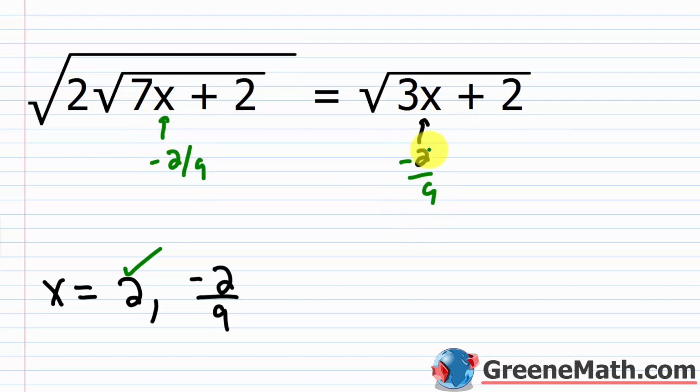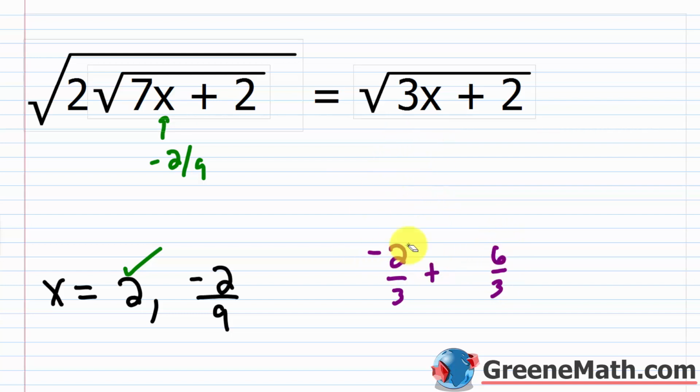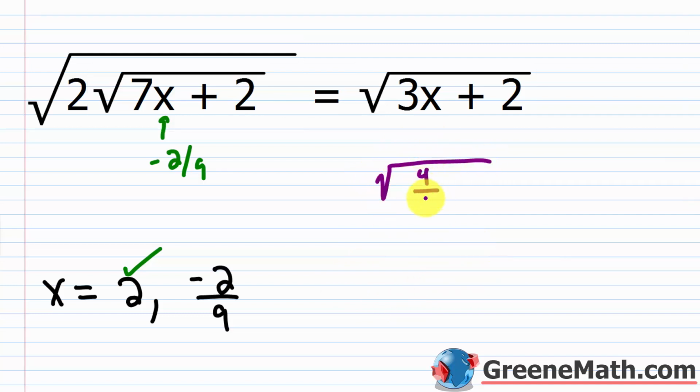So on the right side, 3 times negative 2 ninths. We can see that this cancels with this and gives me a 3 there. So you would have negative 2/3 plus 2. So get a common denominator going here. I'd multiply this by 3 over 3. 2 times 3 is 6. So you would have 6 plus negative 2, which is 4. So you'd basically have the square root of 4/3 here.